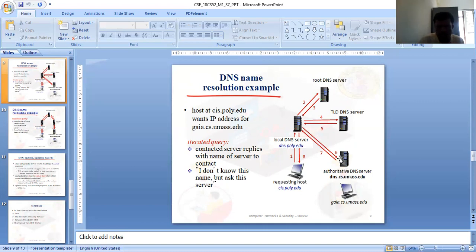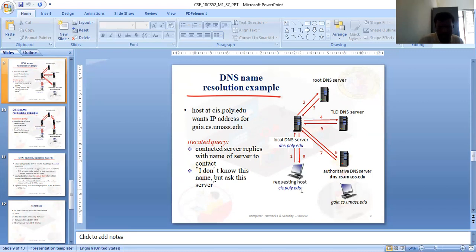So authoritative DNS servers. An authoritative DNS server is maintained by the organization. So this request will be passed on. Yes, I am authorized for dns.umass.edu. This is an iterative query. In step number 7, it gets back to the local DNS server. Again, the local DNS server in turn maps the IP address to the domain name. This is the domain name, dns.cs.umass.edu, and the mapping with the IP address comes back.